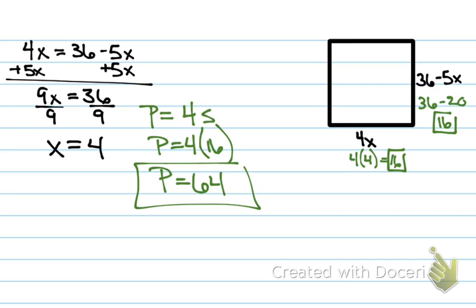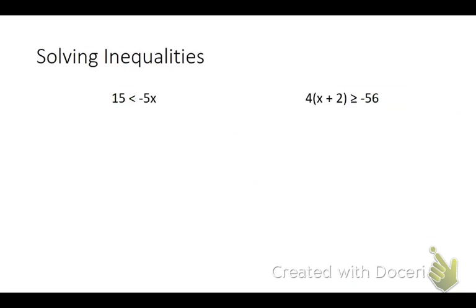With inequalities, it's really nothing new, but again, I tried to pick problems where I'm seeing some pitfalls and some mistakes to try to clear some of those up. So I want you to start with the first problem, 15 is less than negative 5x. Solve it and graph it. What do I do to both sides? Divide by negative 5.